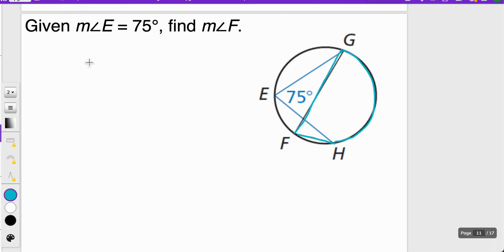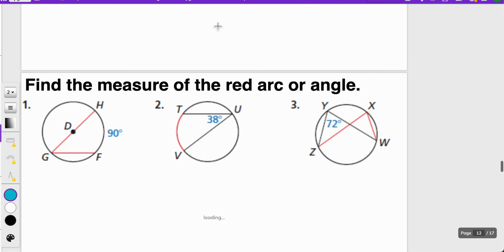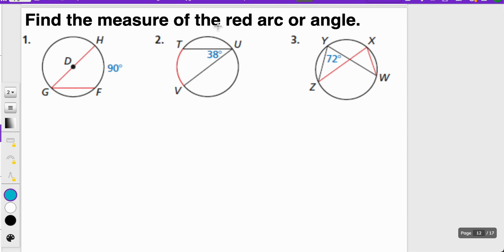So since they're intercepting the same arc, the measure of angle F is also 75 degrees. Okay? Let's see if you can try some of these on your own. We're going to pause the video here, try questions 1, 2, and 3, and when you're ready to check, go ahead and click play.